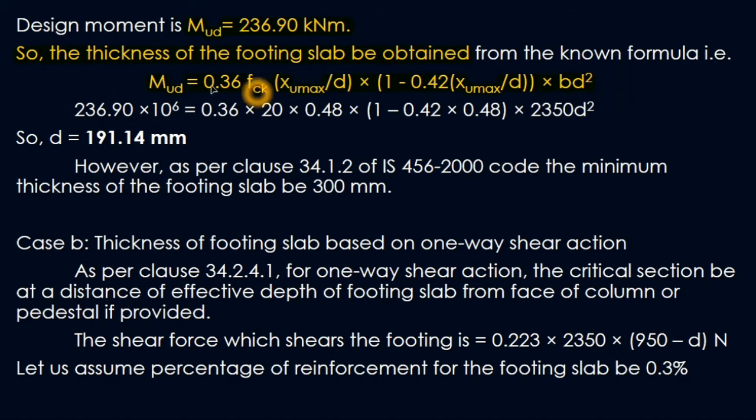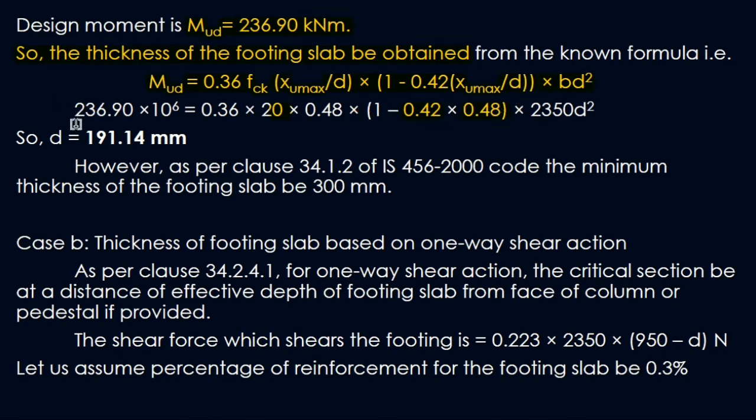So by calculation, FCK value is 20, and XU max by D is 0.42. The same formula is on 0.48. So the same formulas will be available in the IS 456 code book. As a point, XU max by D is 0.48. The value is also available in the code book.